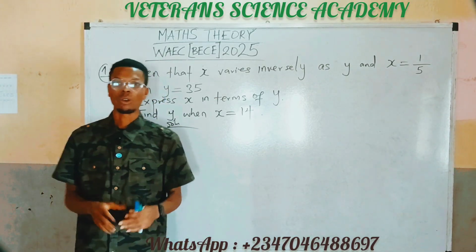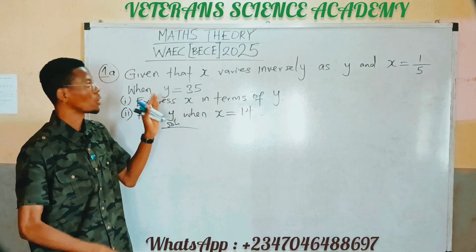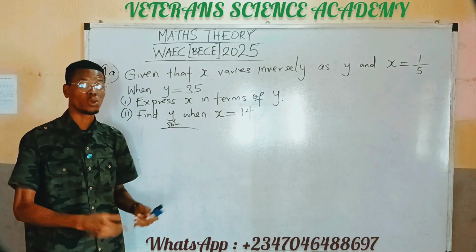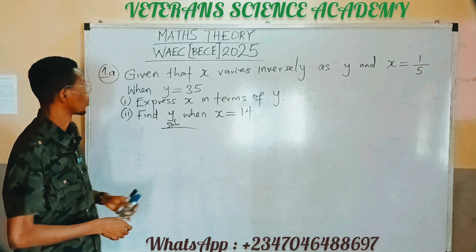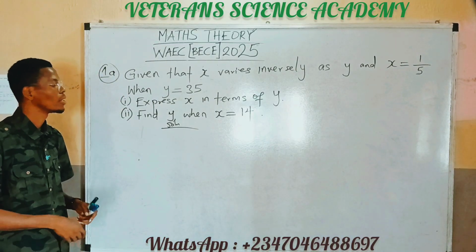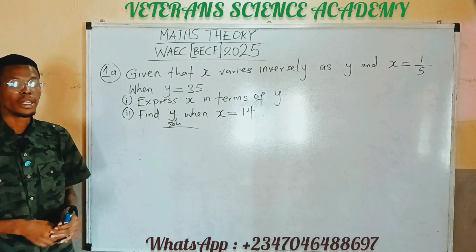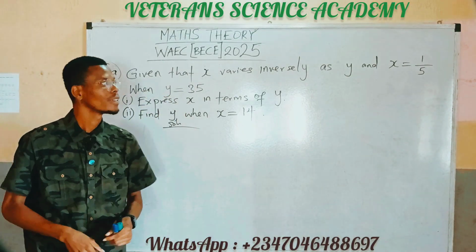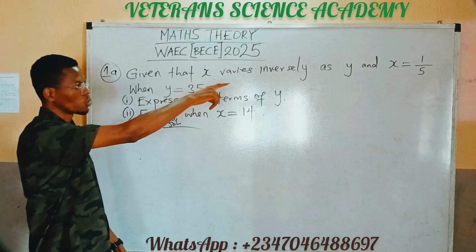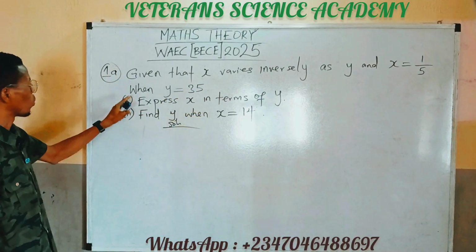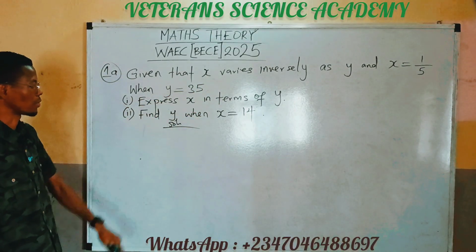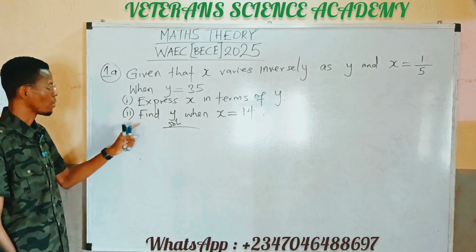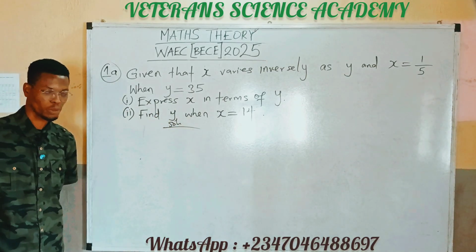In today's class, we are going to be looking at the theory, mathematics theory for WAEC BECE 2025, question 1A. The question says, given that x varies inversely as y and x is equal to 1/5 when y is equal to 35, express x in terms of y, and find y when x is equal to 14.